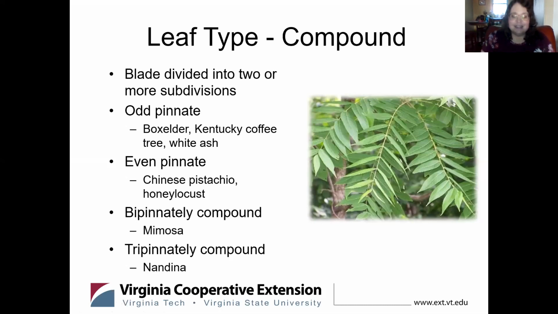In a Nandina, the entire leaf can be very large. I know it looks like branches falling off the shrub in the wintertime, the leaves are so large. But this is compound. We just talked about simple, and these are examples of compound leaves right here.